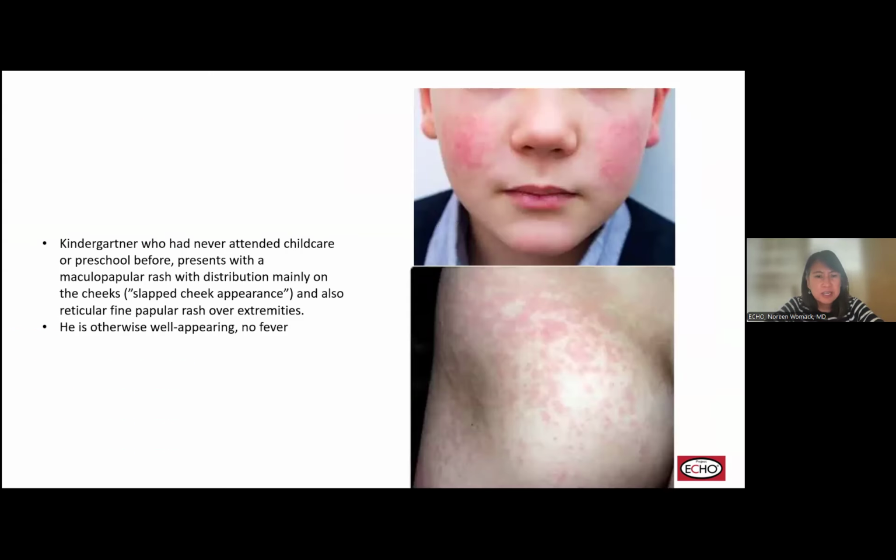Okay, next case. This is a kindergartner who'd never attended any group setting before, presenting with a maculopapular rash with a cheek distribution and a reticular fine papular rash over the extremities. And otherwise, he's perfectly fine. But the teacher noticed the rash on the cheeks, and somebody got it.